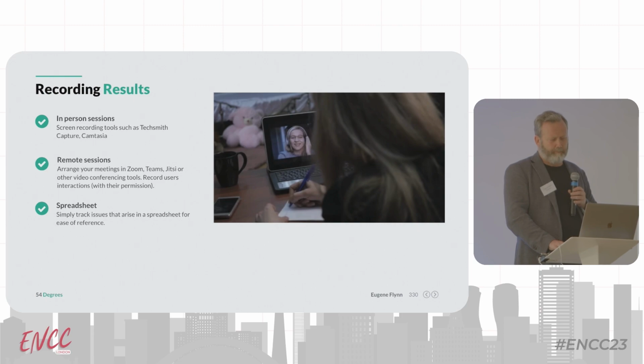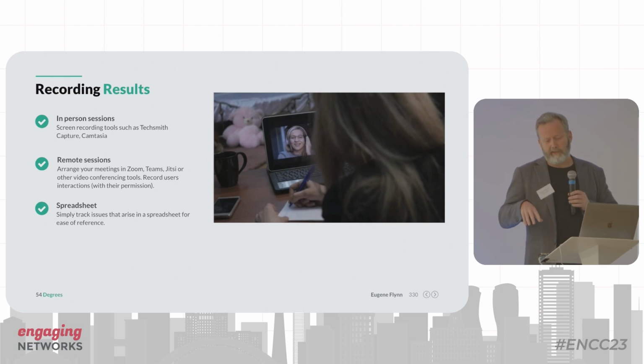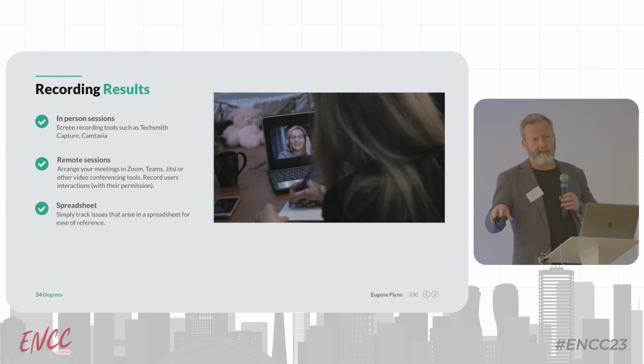Okay, recording results. So these are some tools, and there's just some tips here. There's a bunch of these, and you probably have one that you use yourself. Camtasia and TechSmith Capture allow you to do video recordings. That's useful if you're sitting beside somebody, like in a cafe or in the hallway, and you can use those to record it. It's really useful to have them recorded so you can look back at them later.